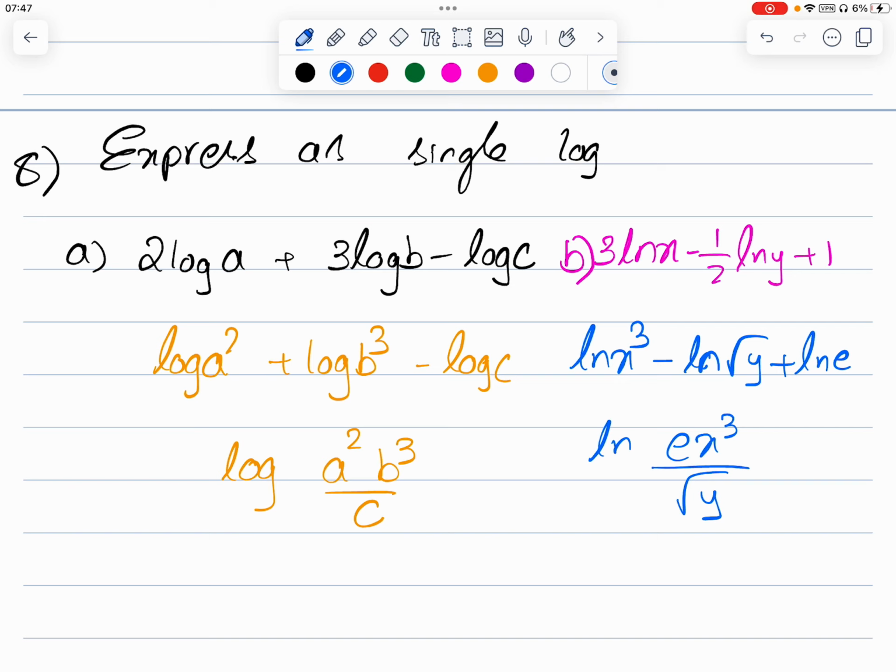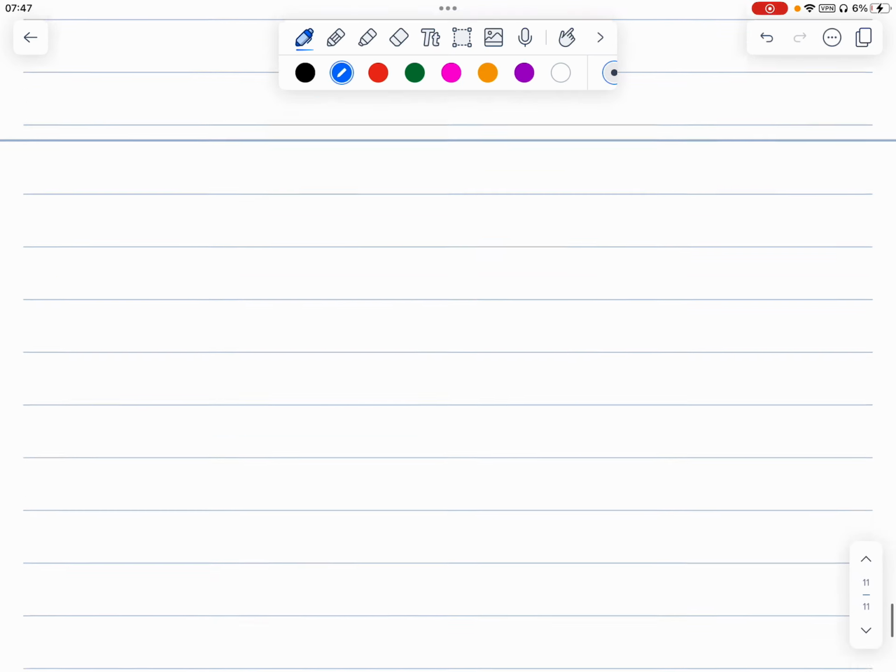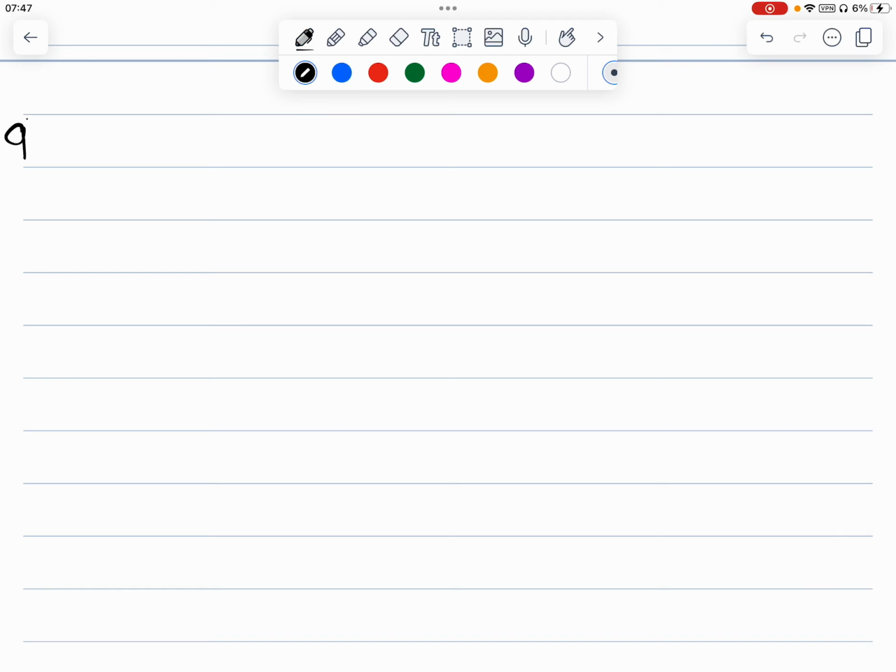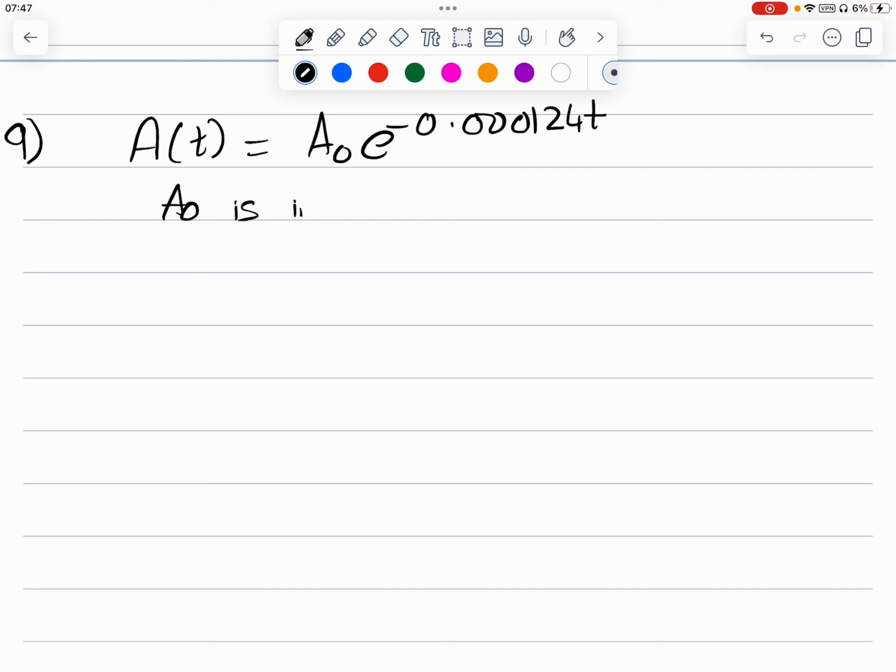So that's question number 8. Now question number 9 is again almost the same, based upon a radioactive substance, where he has given that A of t equals A naught e power minus 0.000124 t. This is the formula for a radioactive substance, where A naught is the initial amount. Then what are the conditions given?